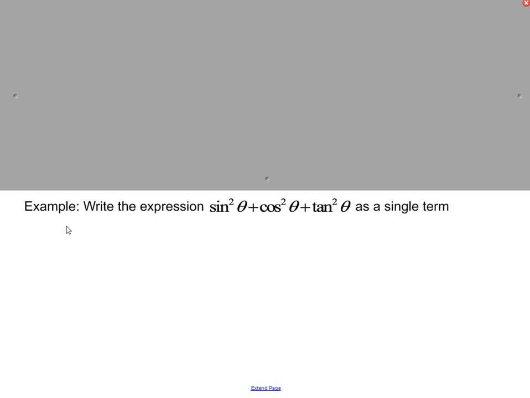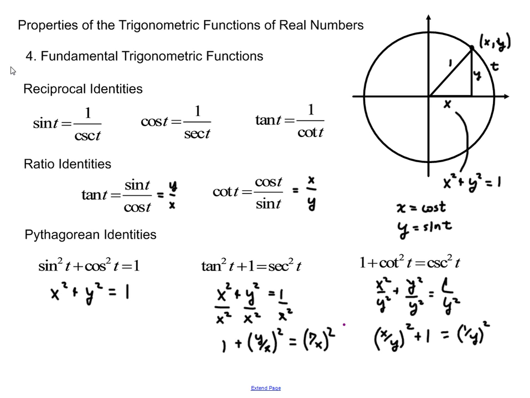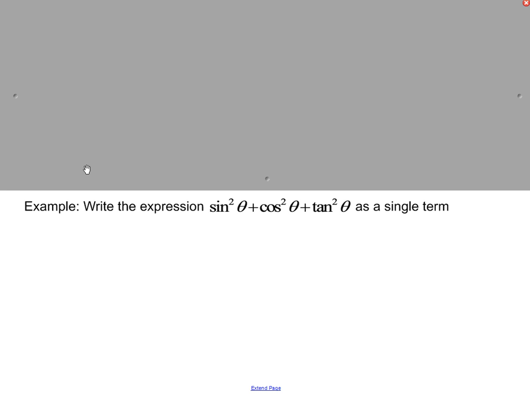Well, here's an example right here. Let's say we're asked to write the expression sine squared theta plus cosine squared theta plus tangent squared theta as a single term. What could we say? Well, we just looked at our Pythagorean identity. Our Pythagorean identity said that sine squared t plus cosine squared t is equal to 1. Well, there's 1 right there. So we've actually got 1 plus tangent squared theta.